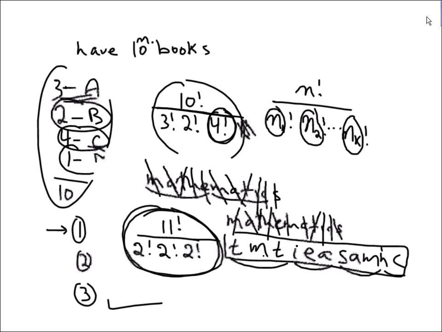Now, if you just switch the 2 M's, it shouldn't be counted again. That's why we divided by 2 factorial. Okay, you need to know that.